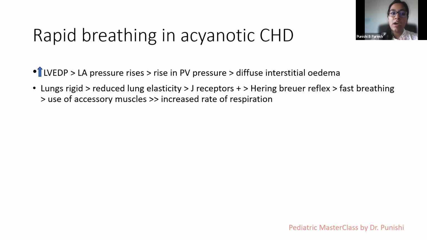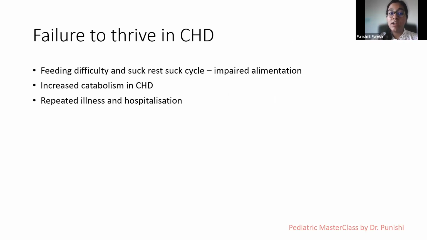So this is the reason why you get rapid respiration in an acyanotic CHD. I hope this is clear. Last but not the least, why do these kids have failure to thrive?